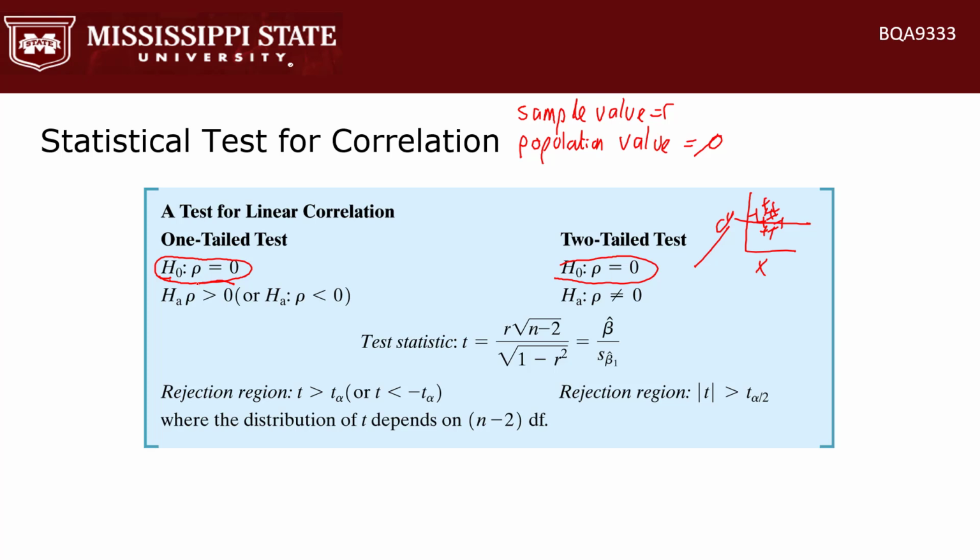And our alternative hypothesis, one-tailed, would either be that the correlation is positive, or that the correlation is negative, or both could potentially occur. We test for both in a two-tailed test.